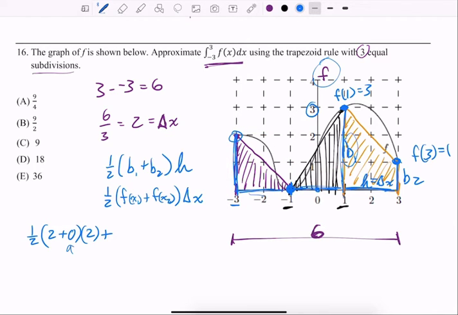But because of that 0, it's still a triangle. Anyways, I'll stop saying that. Next, we have 1/2, the first base, which is 0, plus the second base, which is 3. And we multiply that by 2 because that's the delta x. And then we have it one more time, 1/2 times 3 plus 1 times 2.